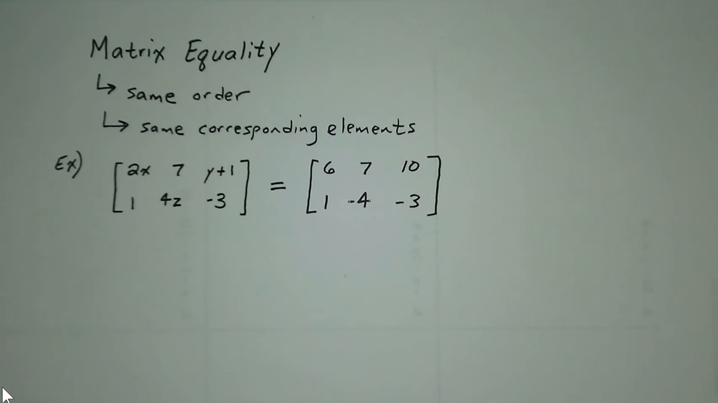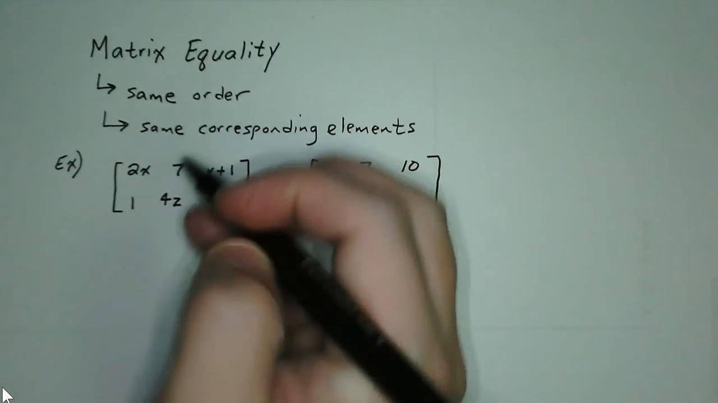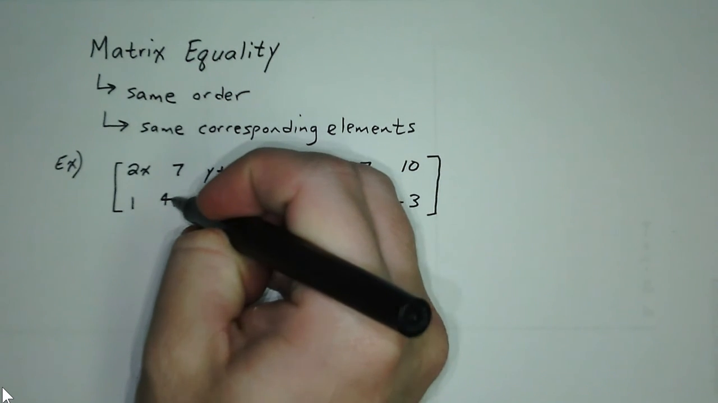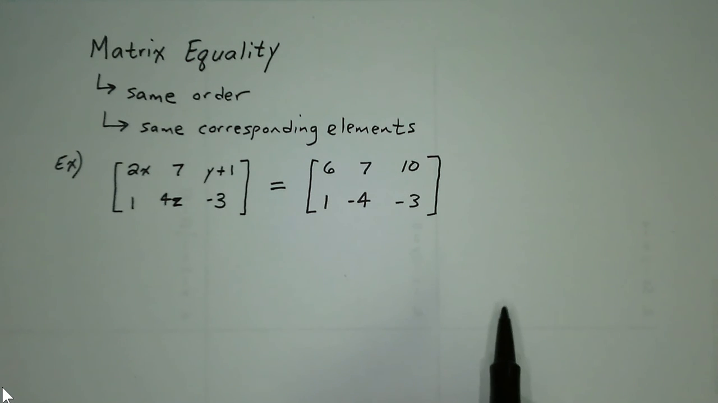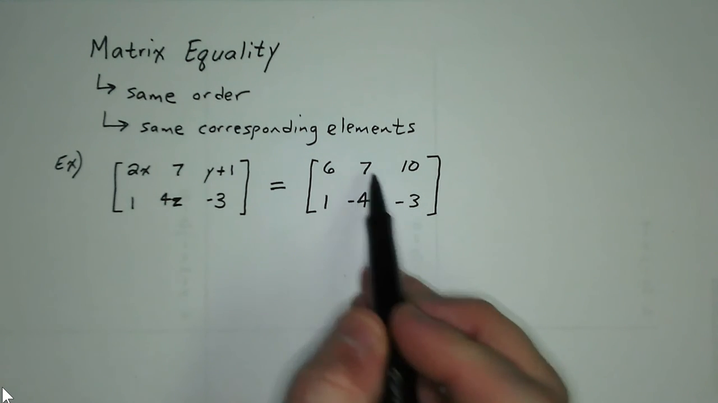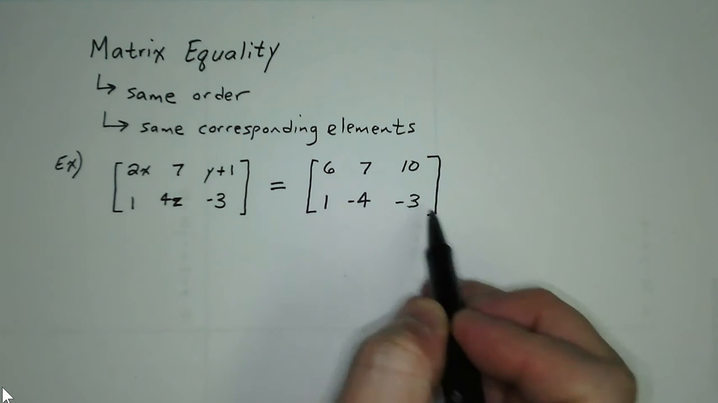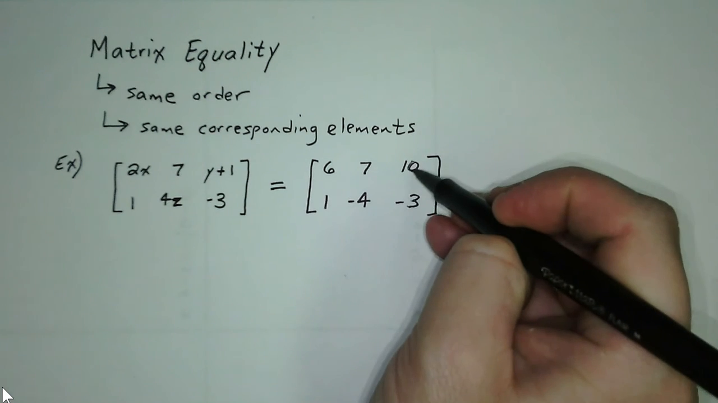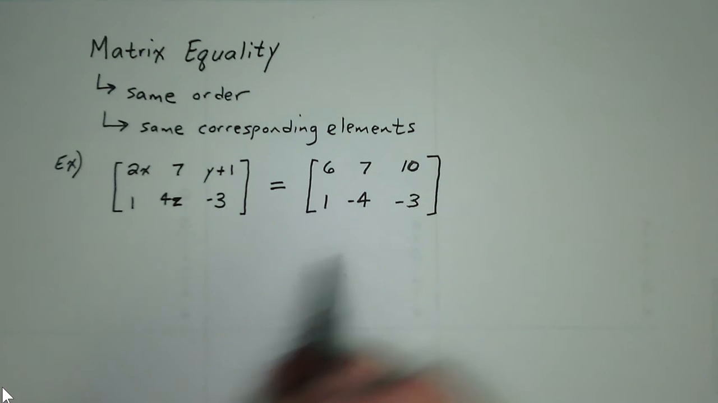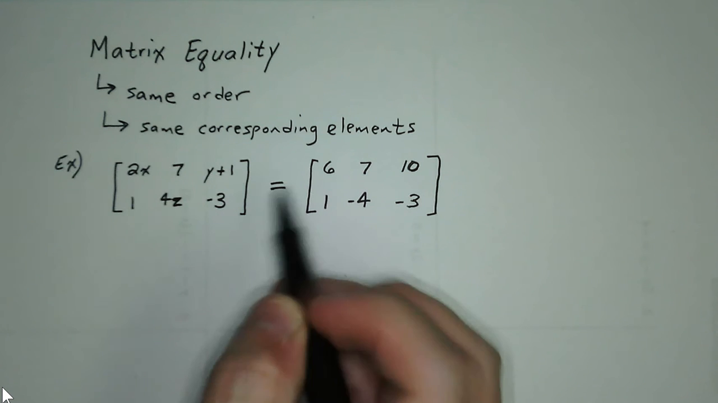Okay. So the question might say, what would be the values of x, y, and z that would make these two matrices actually equal to each other? So like, look, obviously the 7 corresponds with the 7, they match, so we're still in business. The negative 3 and the negative 3 obviously have to match, and then the 1 and the 1. But the 2x has to match what?